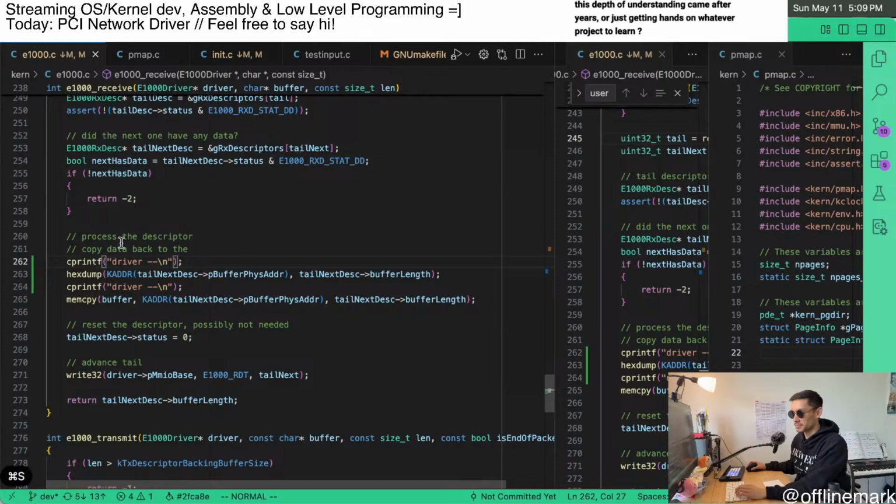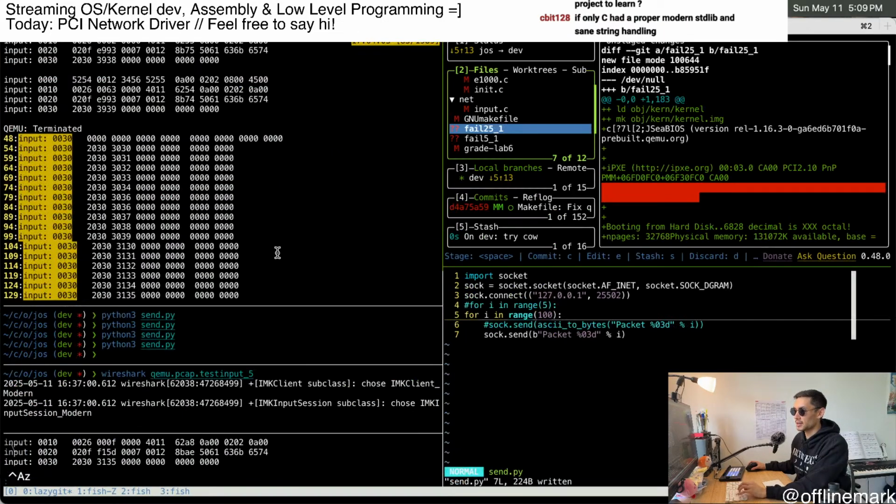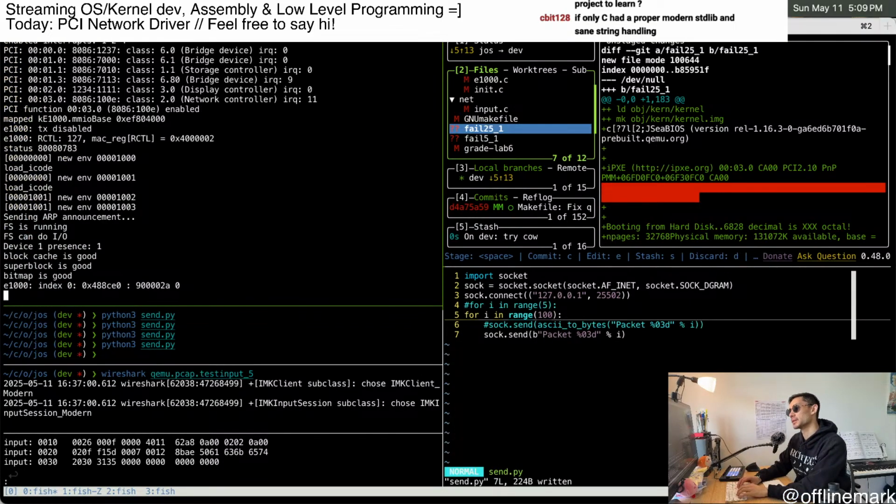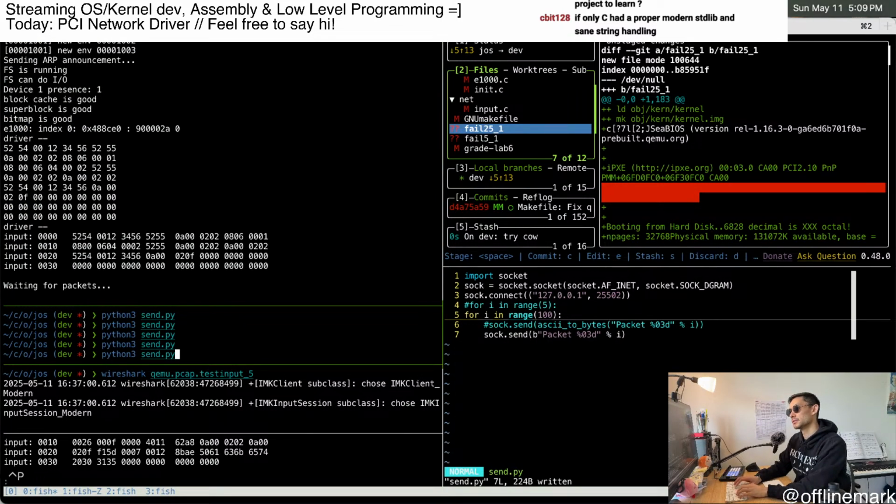So I have added my humble little hex dump here, and let's just see what happens. I'm going to keep this command line here. All right, so now we get two hex dumps. We get the one hex dump, which is straight from the driver. And then we get this other hex dump a little bit later, which is from user space receiving things. And theoretically, they should be the same. But in practice, maybe not.